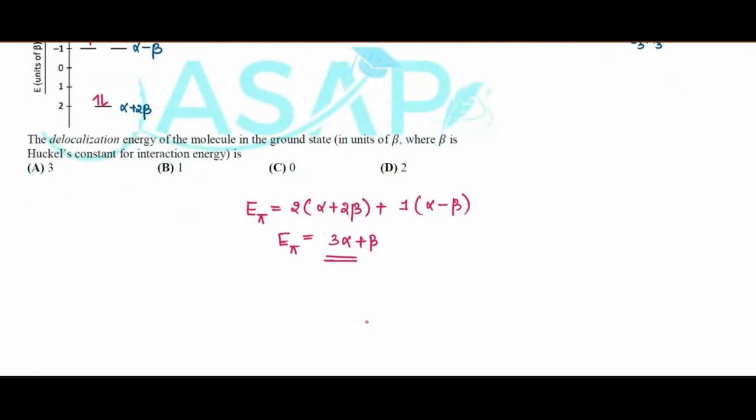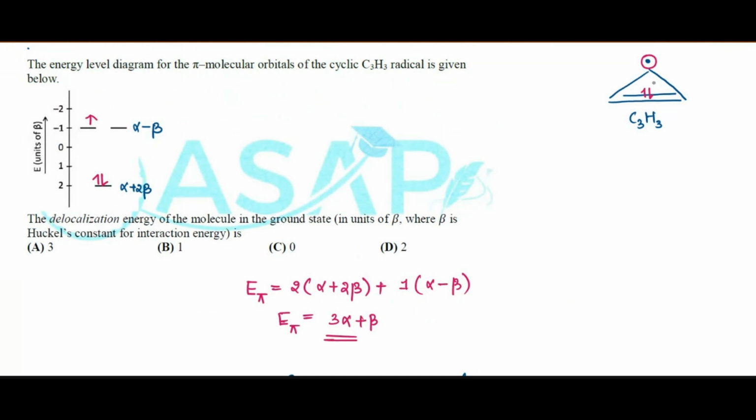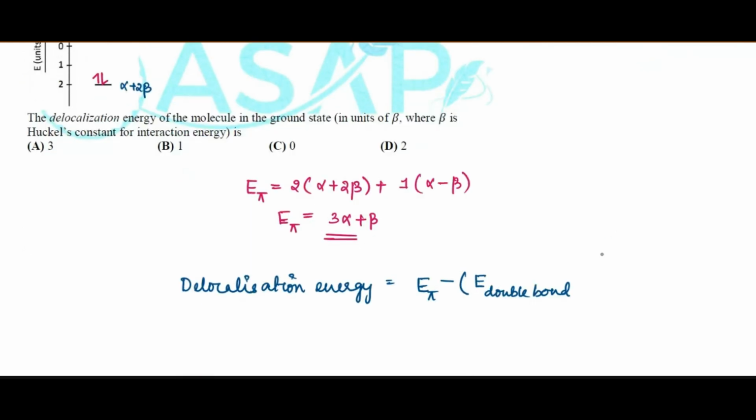Yes. Now what is asked next is the delocalization energy. Delocalization energy is equal to the energy corresponding to the pi electrons minus the energy corresponding to the double bond. See, in the radical you have 1 double bond. So the energy corresponding to that, plus the energy corresponding to the radical electron. When we do this, we get the delocalization energy. 3 beta, not 3 beta... sorry. Okay, 4 beta minus beta gives 3 beta. 3 beta. Yes. Sorry, 3 beta. Multiplying 2 inside gives 2 alpha. Yes, 3 beta. Correct.